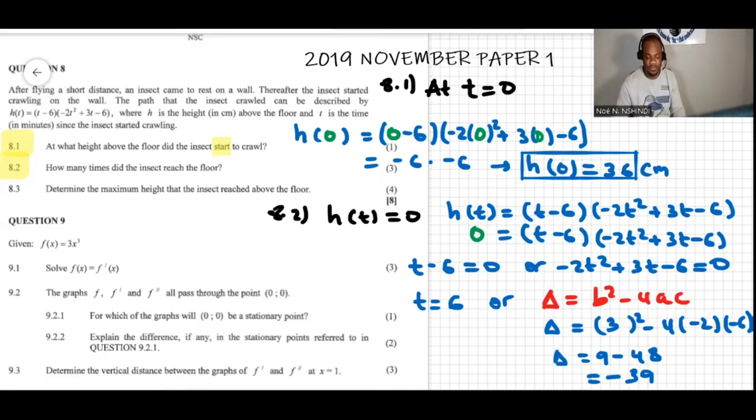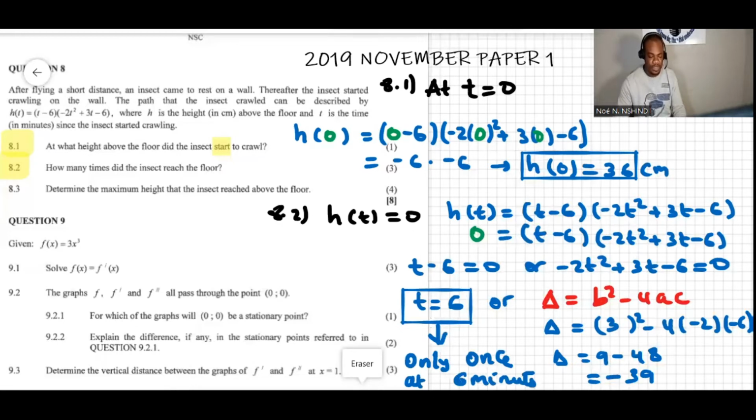So only one time, at time equal to 6 minutes. Only once. So the answer is only once, after 6 minutes. And then the following question will be question 8.3. The question says, determine the maximum height that the insect reached above the floor. All right, over here, I'm going to move my board this way.